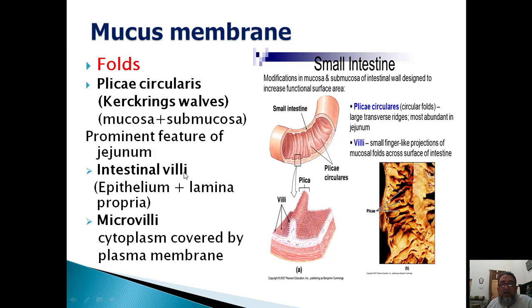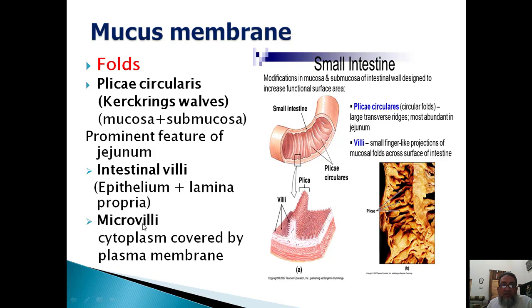Next we see the intestinal villi. The intestinal villi are the surface epithelium with the lamina propria. It is microscopic epithelium plus the lamina propria. This fold is called the intestinal villi. You will see these folds of the intestine. Now look at the picture. These are the intestinal villi. They are microscopic in appearance. It is made up of epithelium and lamina propria, with no submucosa.